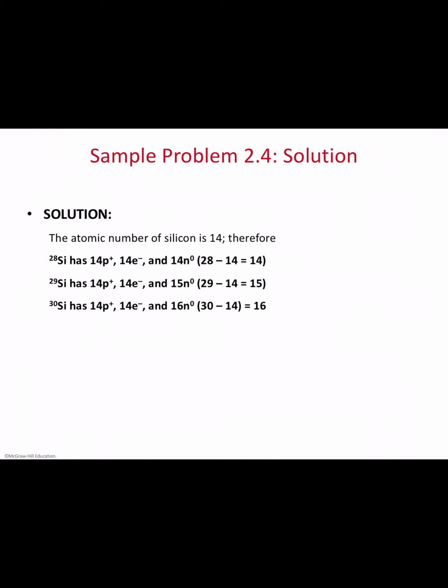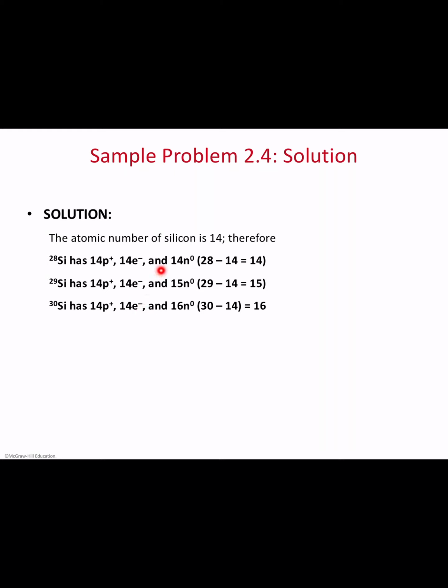So silicon atomic number is 14. Please refer to the periodic table and see if you can see silicon atomic number is 14. If the atomic number is 14, that means the number of protons is going to be 14. Number of protons doesn't change. Electrons also don't change. 14, 14, 14.